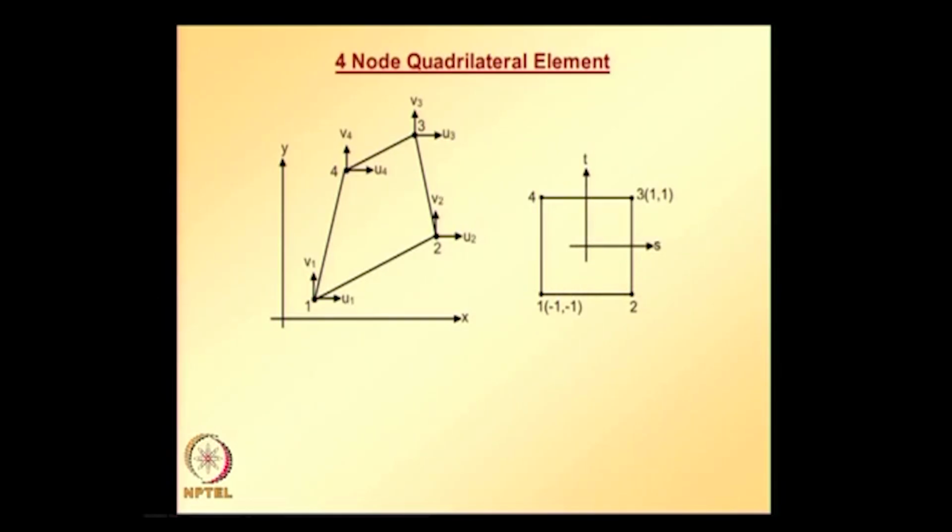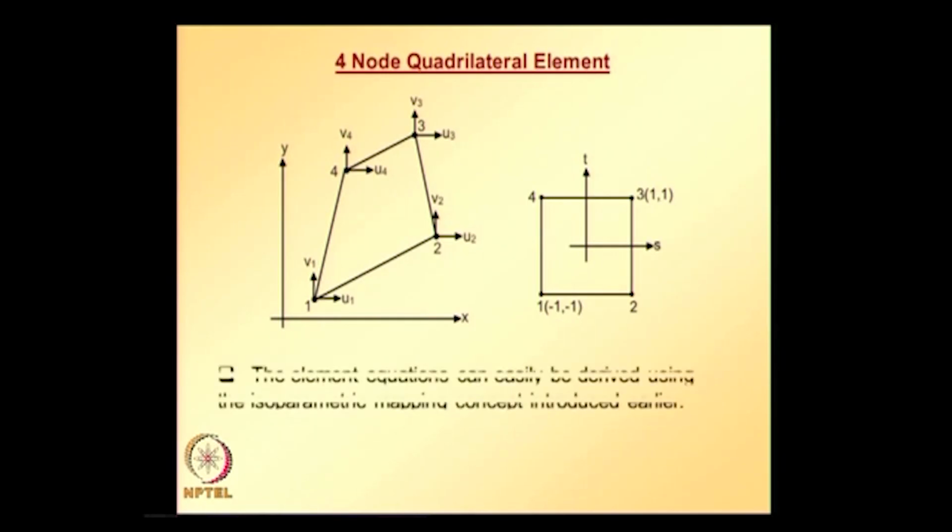A 4 node quadrilateral element is shown on the left hand side, and for isoparametric mapping purposes we will be using the parent element shown on the right hand side. The element equations can easily be derived using the isoparametric mapping concept introduced earlier that you are familiar with. In isoparametric mapping, the trial solutions are written in terms of shape functions for the parent element.